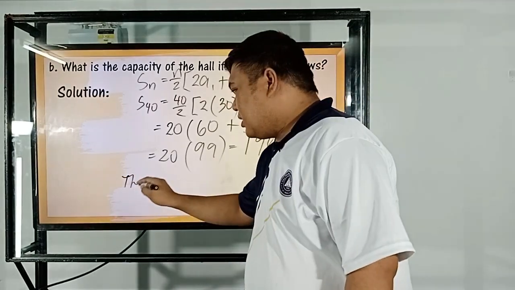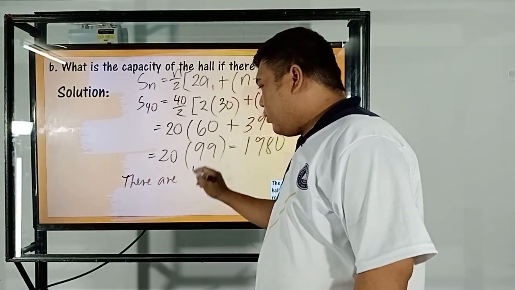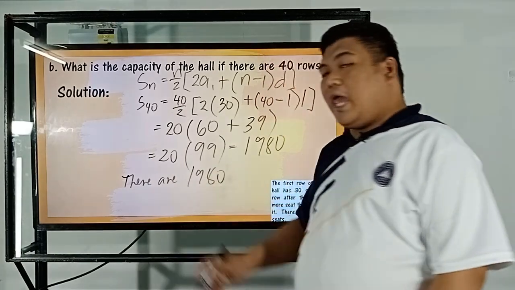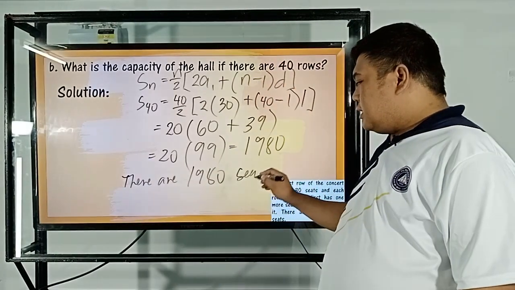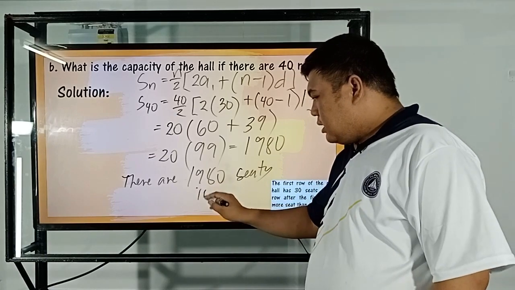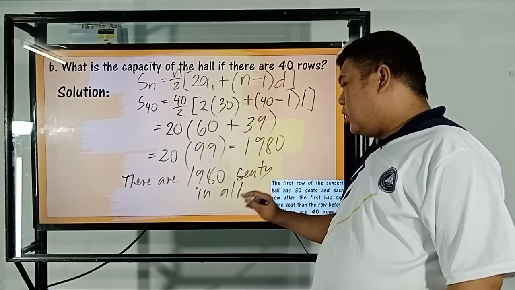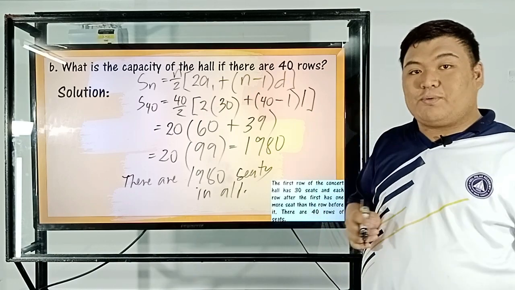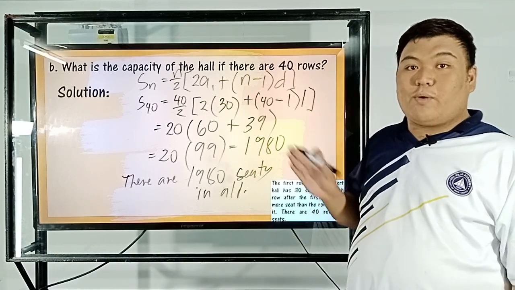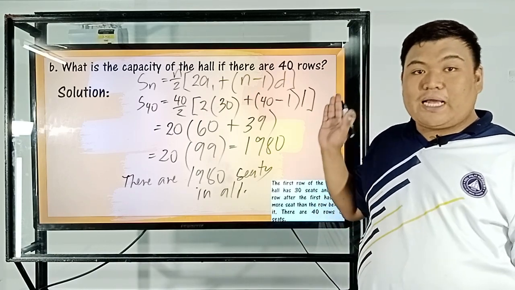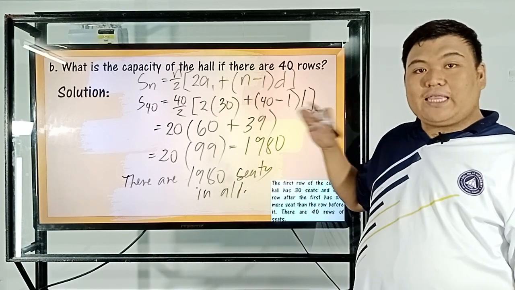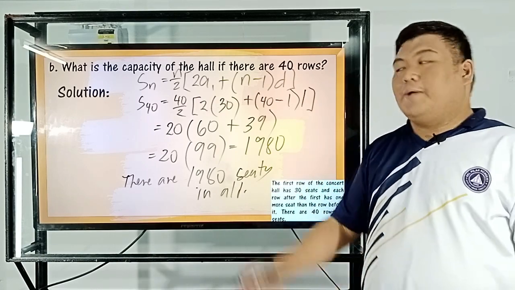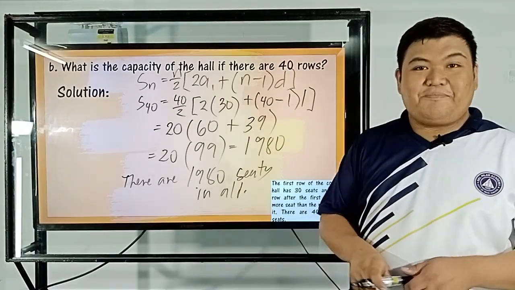So there are 1,980 seats in all. So again, either of the two formulas, kahit alin po sa dalawa, hindi kailangan silang dalawa yung gagamitin natin kapag hahanapin yung sum. Kahit alin po sa kanilang dalawa, we will have the same answer.